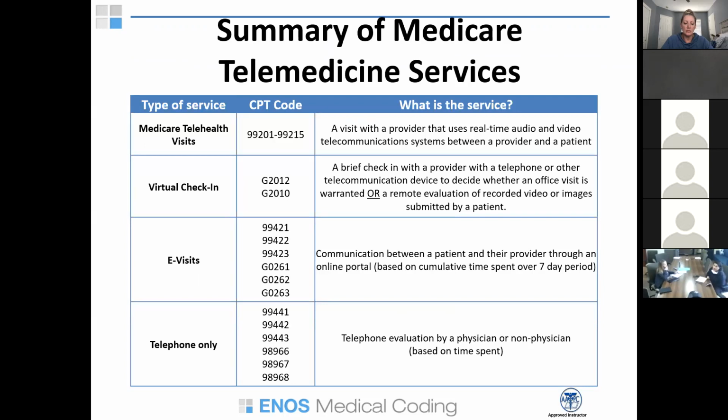So to put these all together for you, I made up this little chart that shows you what we just discussed in terms of the types of services, the virtual check-ins, the e-visits, and the telephone only, the CPT codes that you use to report them, and what the service is. And be careful to check back in the previous slides for a little more detail to make sure that you're using the codes that are appropriate for the type of provider. For example, in the telephone only box in the bottom row, I have the 3 codes on the top for the physician and then the 3 codes on the bottom for the non-physician. So keep them separate in terms of who the provider is, and you should be all set.